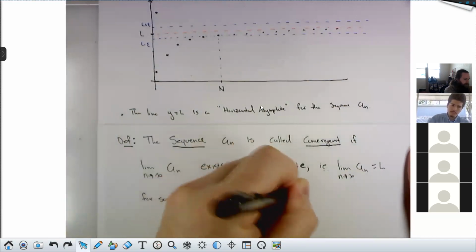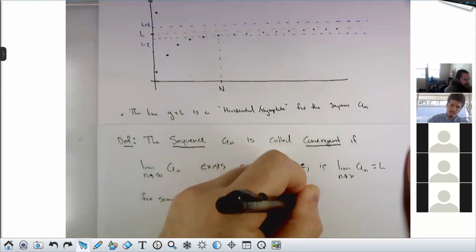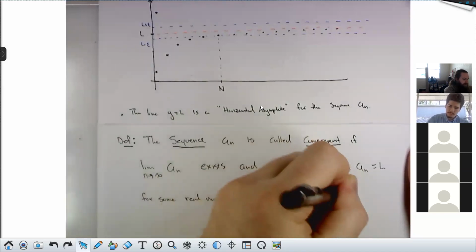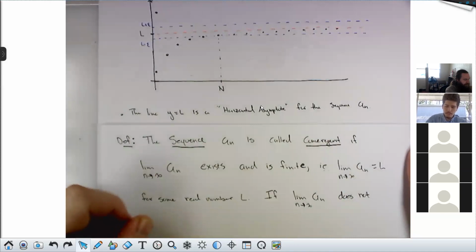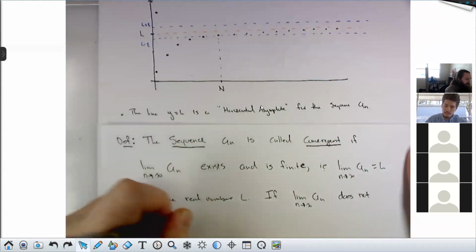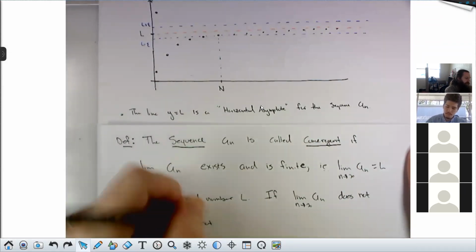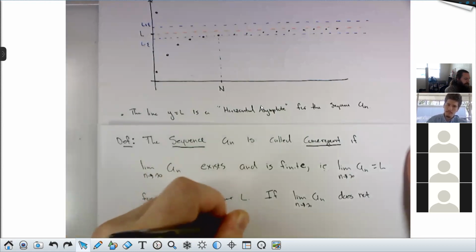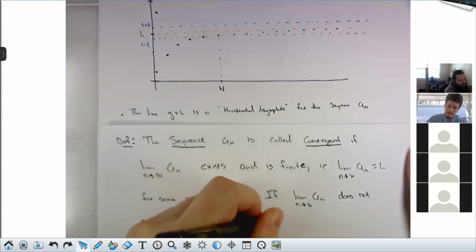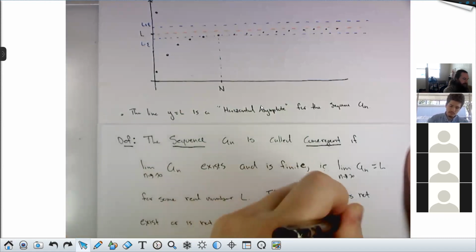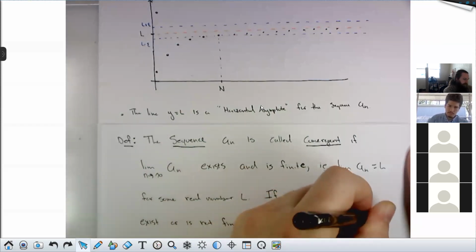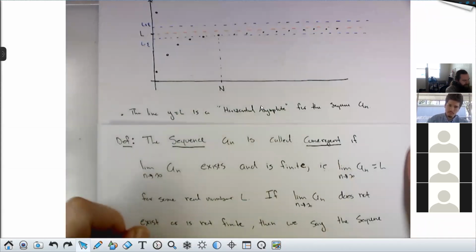If the limit as n goes to infinity of AN does not exist or is not finite, then we say the sequence AN diverges.